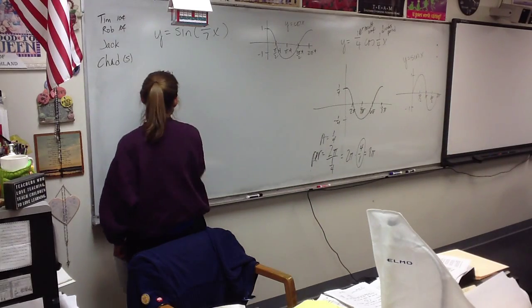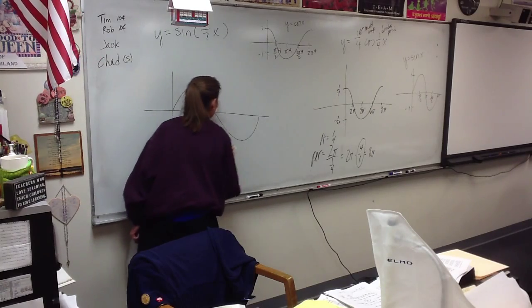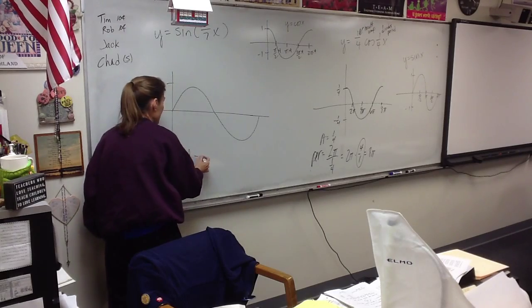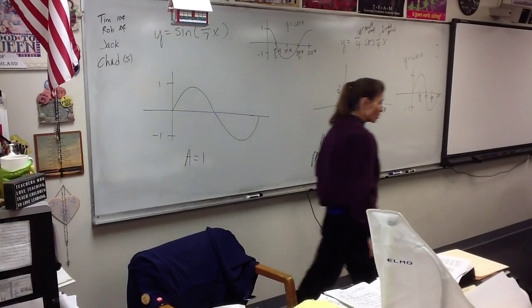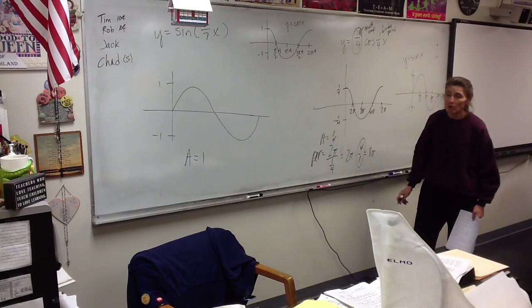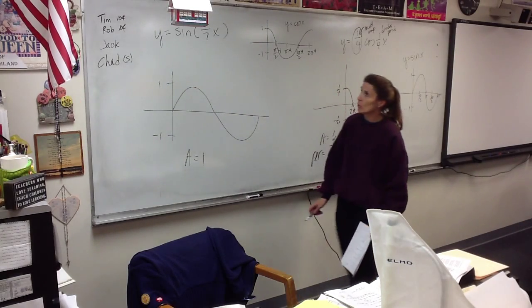So I see it's positive, so it's going to be hill and then valley. I see that my amplitude is still 1. It hasn't changed. The only way to change the amplitude is to put a number out here in front. We didn't. Therefore, the amplitude stays 1.